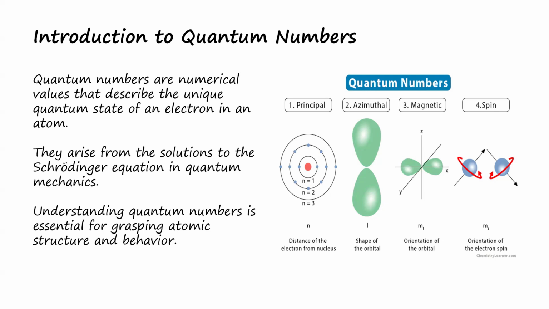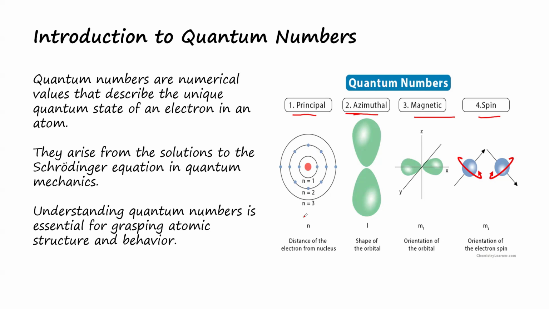So what are those four quantum numbers? We have the principal quantum number, the azimuthal quantum number, the magnetic quantum number, and the spin quantum number. Each of these quantum numbers has its unique characteristics and features in a particular electron.